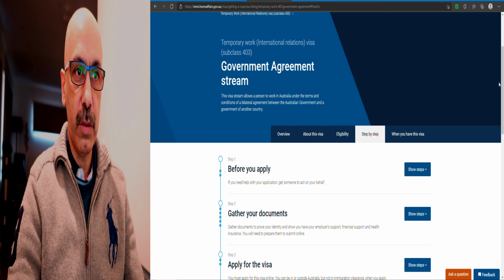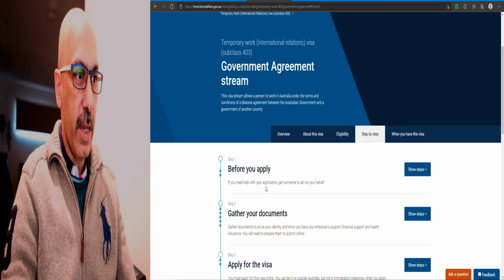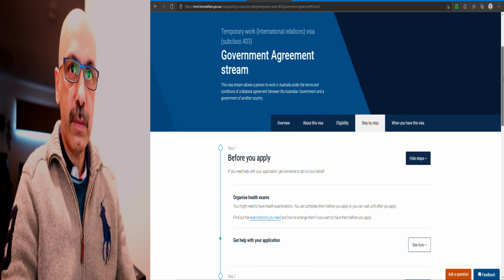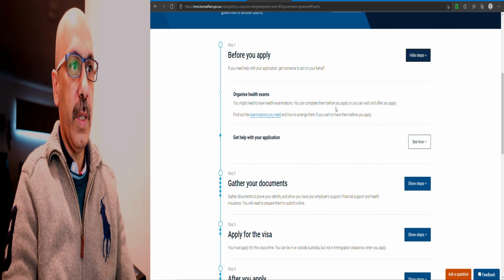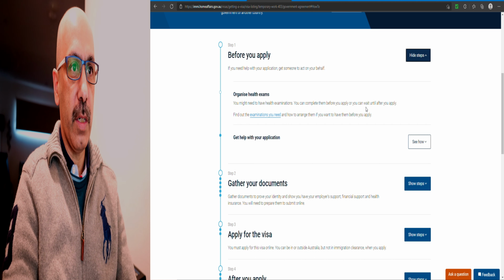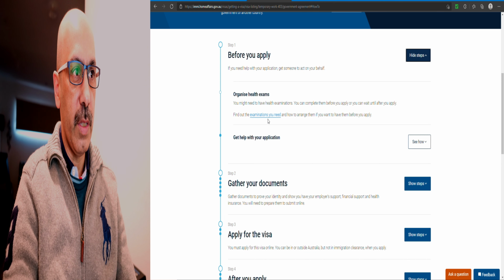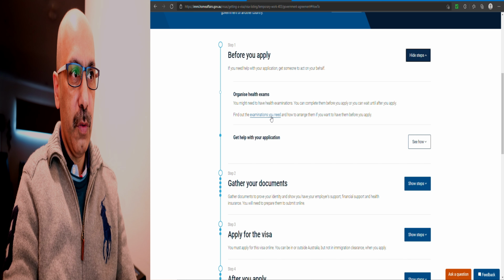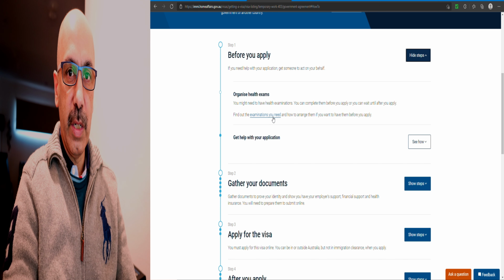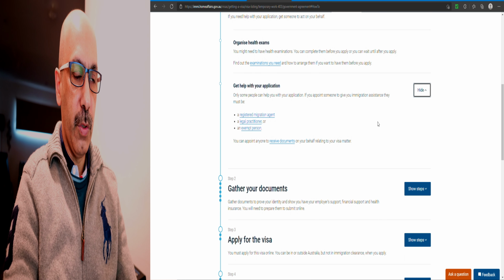Now go on to this option. Before you apply, if you need help with your application, get someone to act on your behalf. So let's look at this. Organize health exams. You might need to have health examinations. You can complete them before you apply or you can wait until after you apply. Find out the examinations you need and how to arrange them if you want to have them before you apply. So as I've told you, you need to get your health check done, and if you click on this link, it will give you the details of exactly how you can arrange for your health exams.